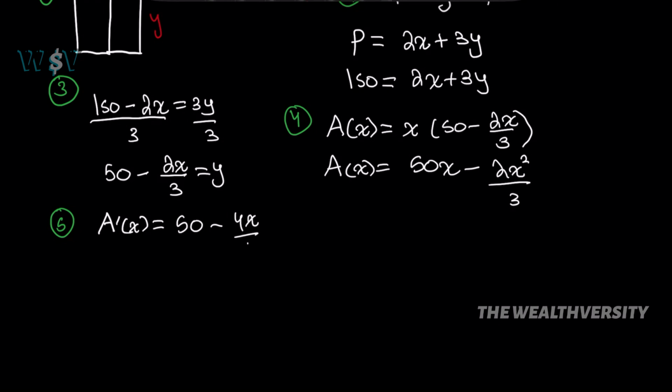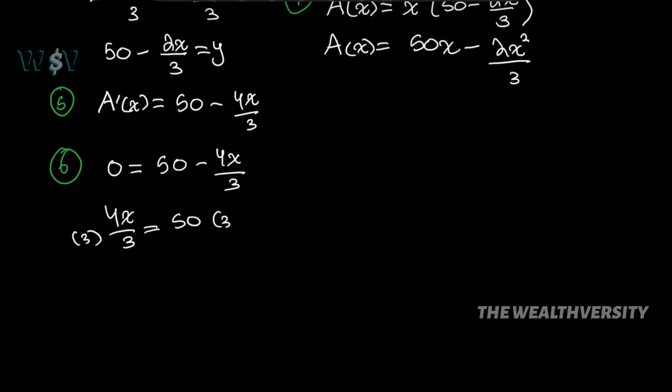So let's find the derivative first. A prime of x is equal to 50 minus 4x divided by 3. Now set that equal to 0 and solve for x. We get that x is equal to 37.5 meters.